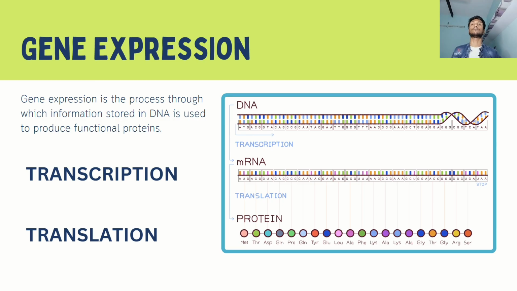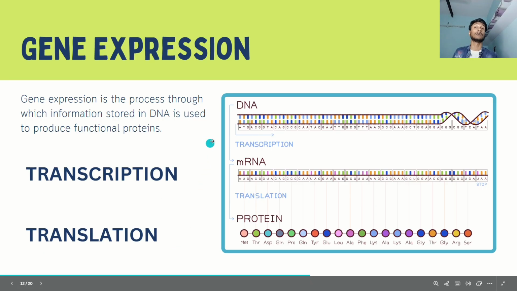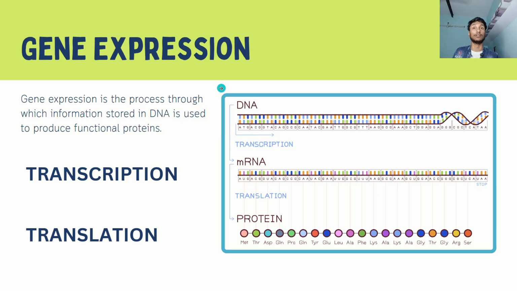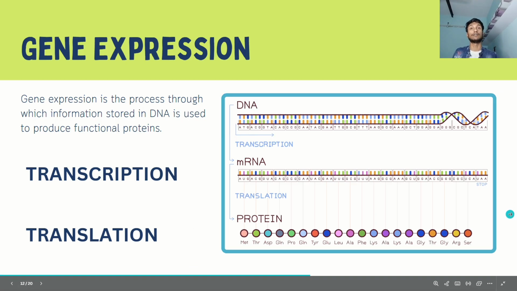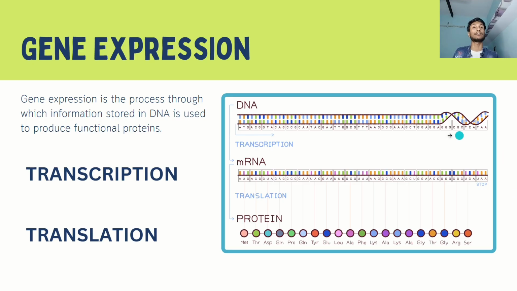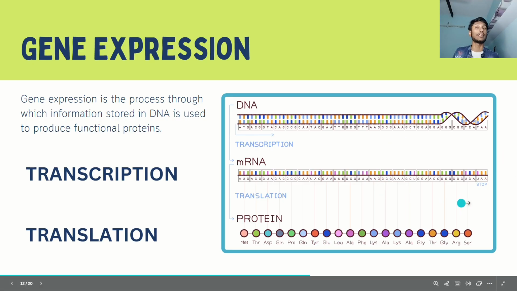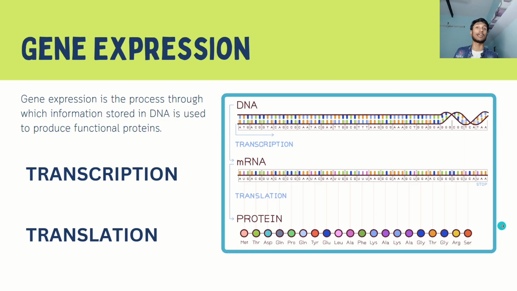Now we will come to gene expression. So what is gene expression? Gene expression is the process through which the information stored in the DNA is used to produce a functional protein. Here we will discuss two main topics, transcription and translation. You can see in the picture, this is the DNA. After transcription, it converts into the mRNA. The full form is messenger ribonucleic acid. After translation of the mRNA, the protein chain comes.